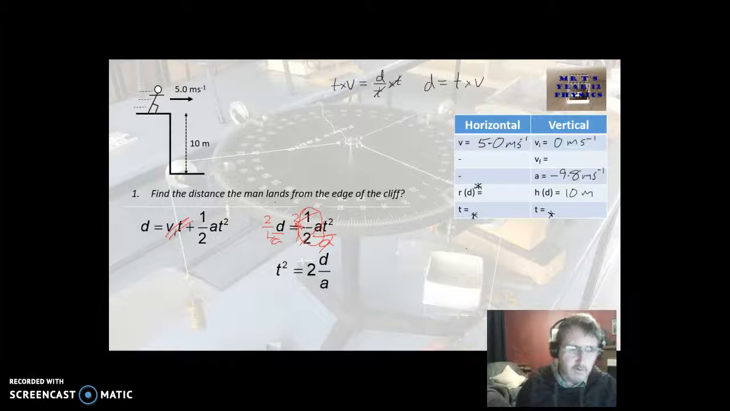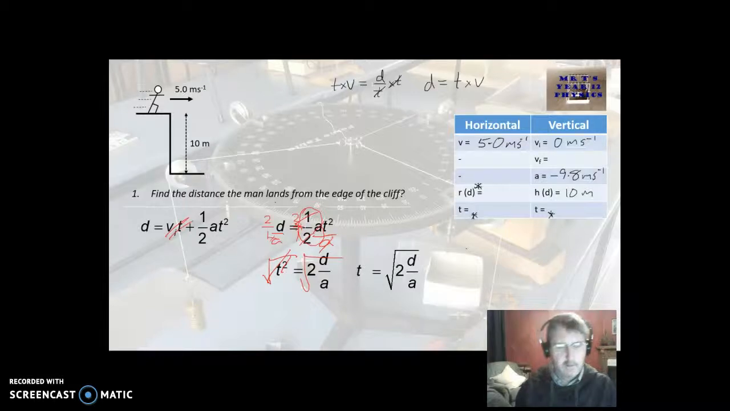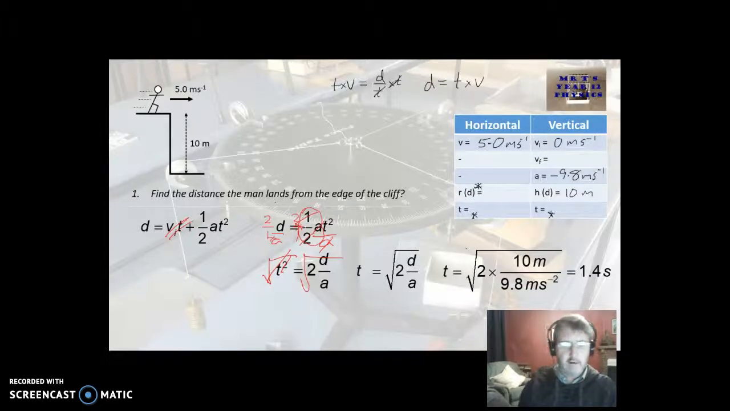Now, what I want to do is get rid of the squared here. So to get rid of a squared, I square root both sides. That gets rid of the squared here. They cancel out. And now I have t equals the square root of 2d over a. Fantastic. We substitute in the values and we solve, and we get the answer of 1.4 seconds. Okay, so 1.4 seconds. That's cool.